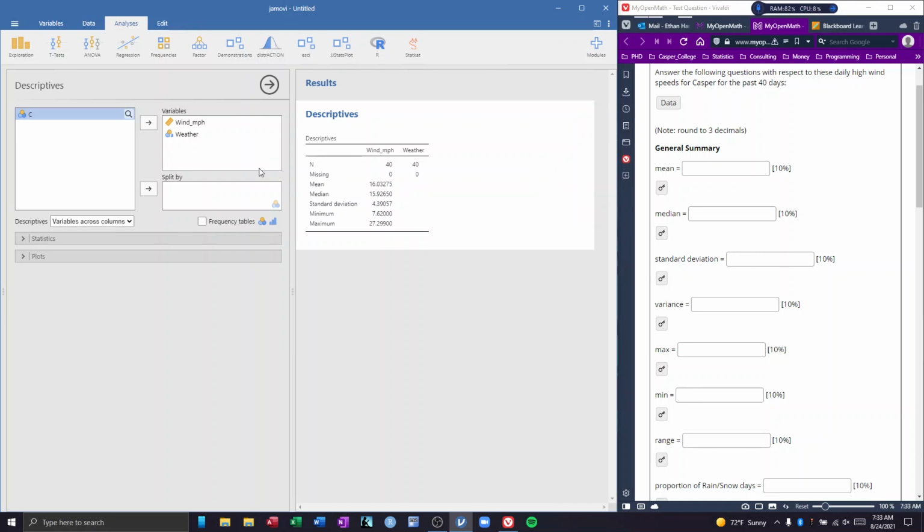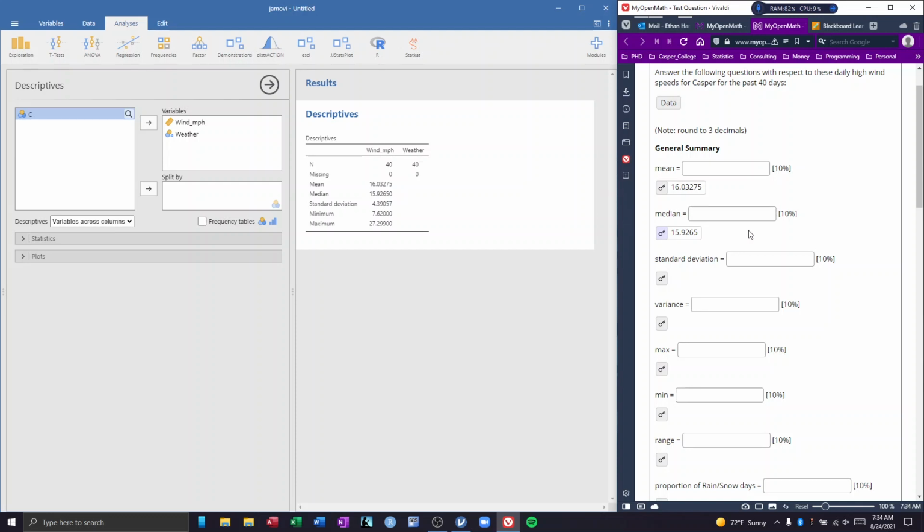Okay, so mean, we can just grab straight across 16.033, or you could just highlight and copy this whole thing. It only has to be accurate to 3 decimal places, but if you put in more, that's totally fine. Okay, so that's the mean. Sum all of the wind speeds up, divide by 40, because that's the total number of entries we have, and that's our mean. Median is we put them all in a row from the smallest to largest, and the middle value is our median, and we grab our median.